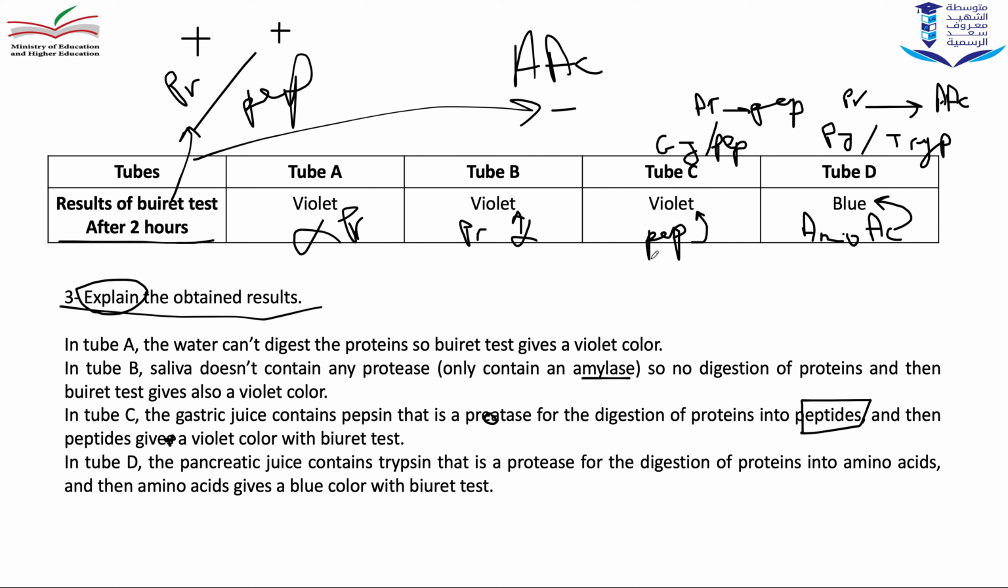So I need to memorize the enzymes, the proteases present in each. In saliva I have no protease. In gastric juice I have pepsin, and in pancreatic juice I have trypsin. And what can each protease digest? Pepsin can digest protein into peptides, trypsin can digest protein into amino acids. That's why here it gives violet, and here it gives blue.